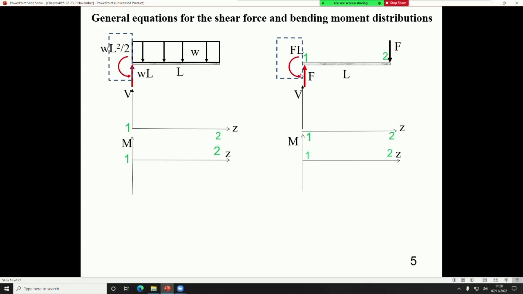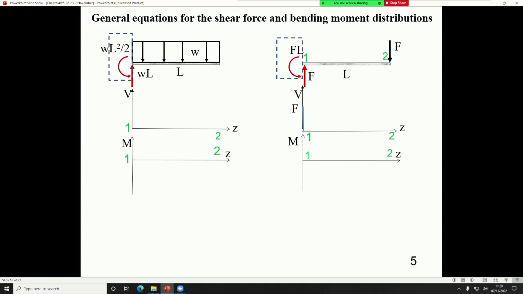So if I draw the deformed geometry, you can see this is convex at the top, concave at the bottom. So this bending moment is a negative bending moment. It is anti-clockwise, but it is a negative bending moment based on the sign convention. Now, what is the shear force applied at the support? It is equal to F.